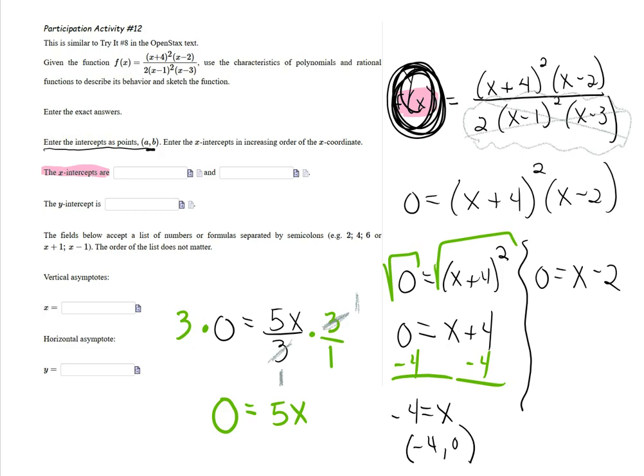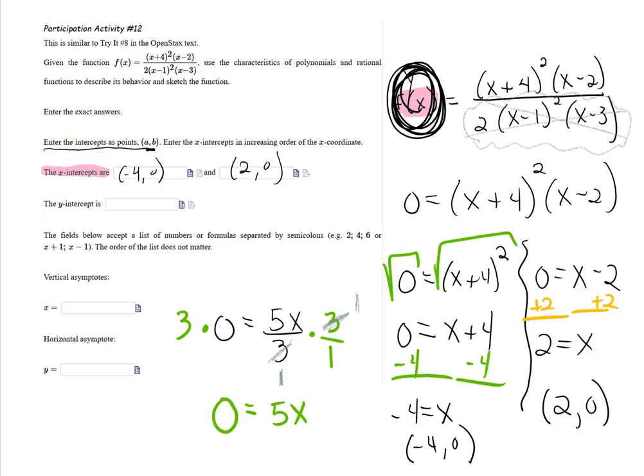Over here, I would just add 2 to both sides. And on this one, I get 2 is equal to x. So if the x coordinate is 2, the y coordinate is 0. So I'm going to type in here negative 4 comma 0 and 2 comma 0.